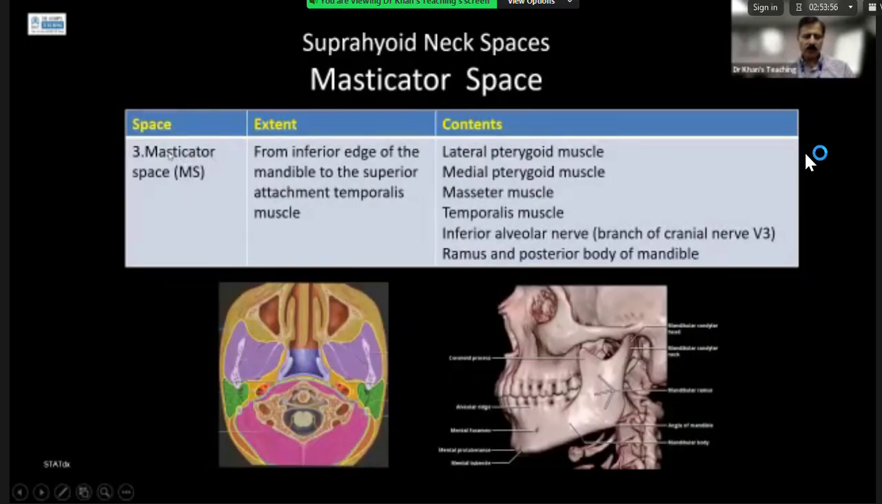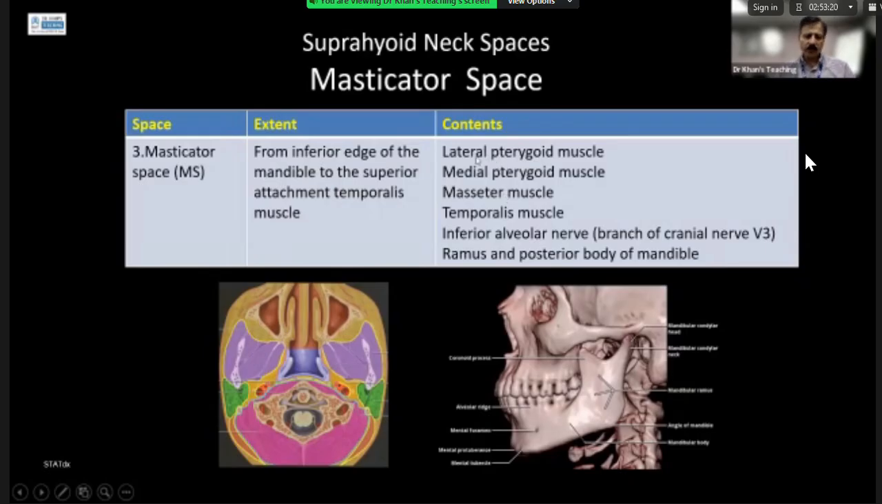There are three things. First, the name, then the extension. What is the extension? And then the contents. So these three things should be known. Now, masticator space, it extends from inferior edge of the mandible to the superior attachment of temporalis muscle. So the temporalis muscle goes and it attaches to the skull, of course. So you can see that masticator space involves all of this region.